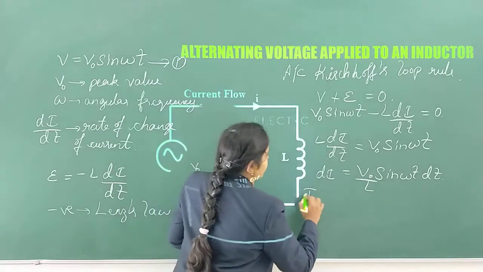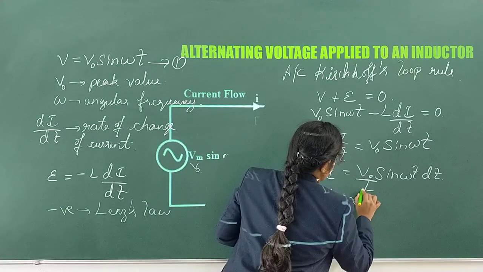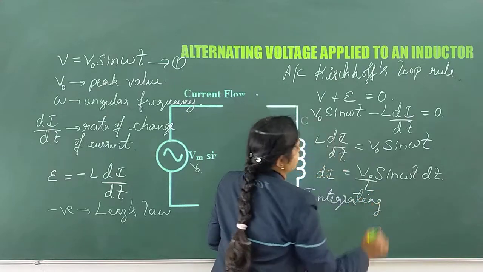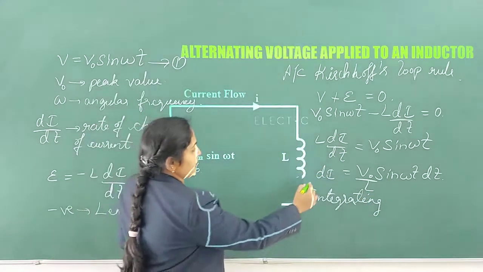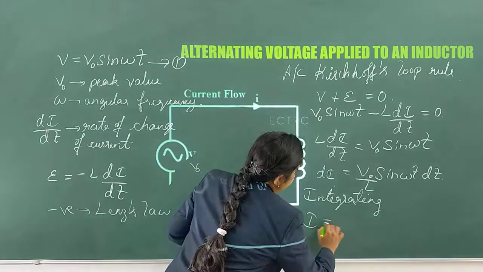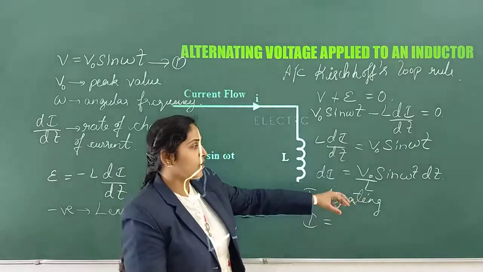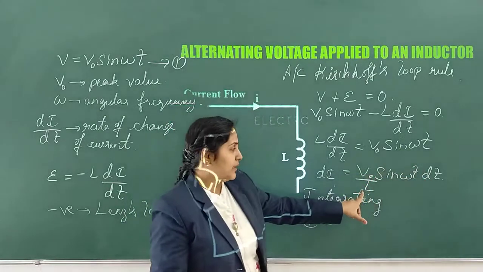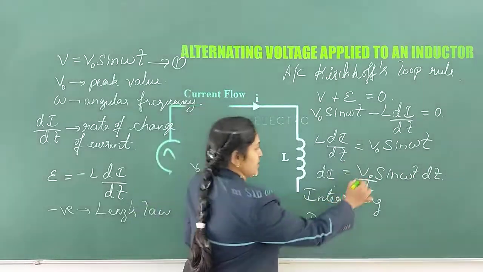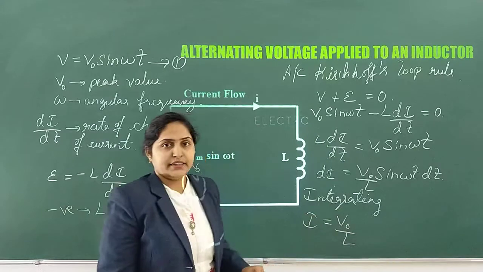Now let us integrate the above equation and see what we get. Integration of di is I. V naught by L is constant here, because we are integrating with respect to t. So V naught by L remains constant. Let us keep it as it is: V naught by L sin omega t dt.